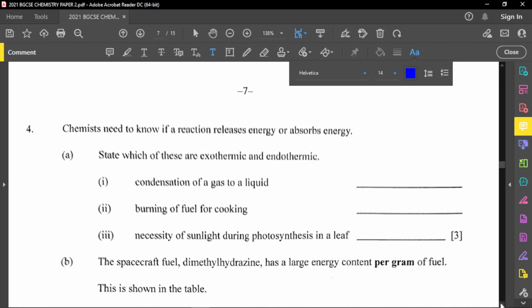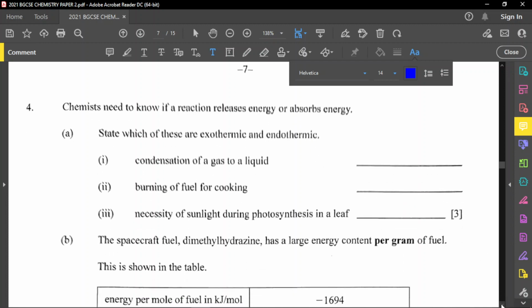All right, so for question number 4, it said chemists need to know if a reaction releases energy or absorbs energy. Here it said state which of these are exothermic or endothermic. Just to point out right here, exothermic will give off heat to the surrounding or its environment. Endothermic will absorb heat from its surrounding. So condensation of gas to liquid: if you're moving from gas to liquid, the gas is releasing heat and becoming cooler. So therefore liquid is cooler than the gas itself, so you lose heat. So therefore it's going to be exothermic.